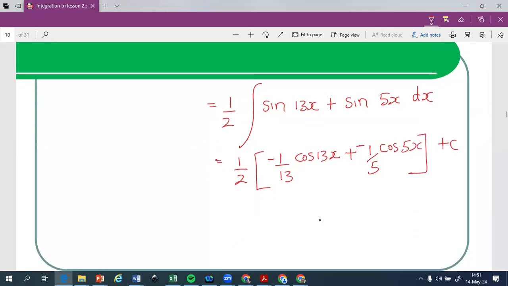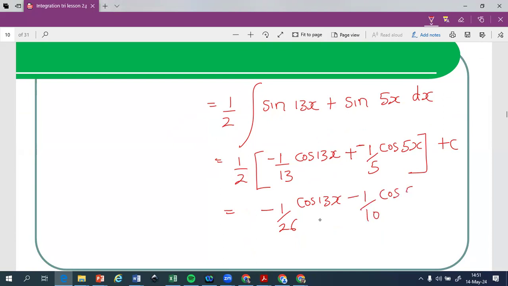But we don't expect your answer to stay here where you have a plus and a minus, you simplify. So this one will give us negative 1 out of 26 cos of 13x. Then a half times the negative, this one being positive and negative yields a negative. So I have 1 out of 10 cos of 5x, everything plus c.